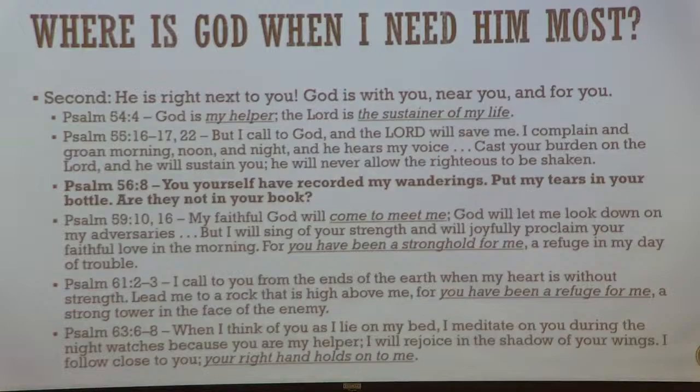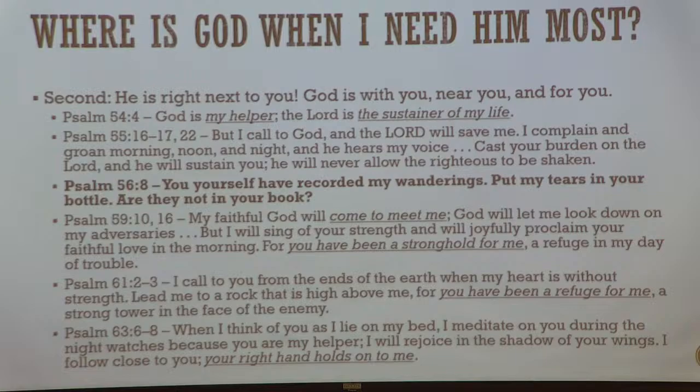But then within this group of Psalms, we also have a second answer. Where is God when I need him most? The second answer is he is right next to you. God is with you. He is near you, and he is for you. 54:4, God is my helper, the sustainer of my life. In Psalm 55, verses 16, 17, and 22, but I call to God, and the Lord will save me. I complain and groan morning, noon, and night, and he hears my voice. Cast your burden on the Lord, and he will sustain you. He will never allow the righteous to be shaken.